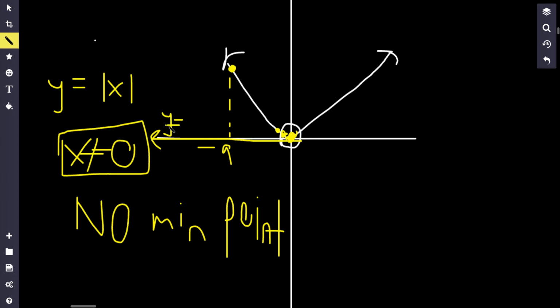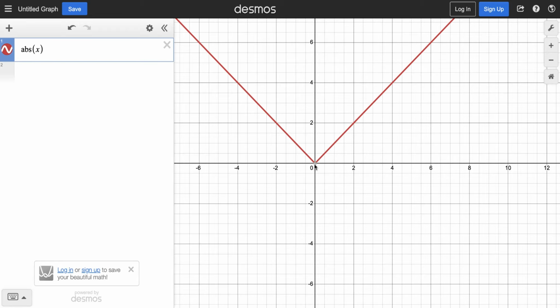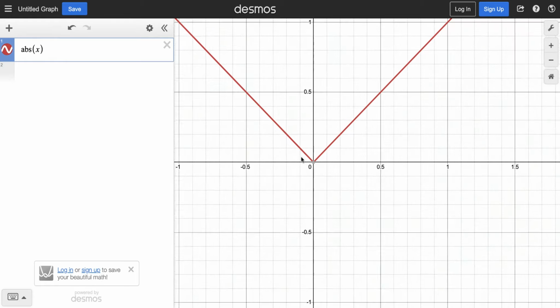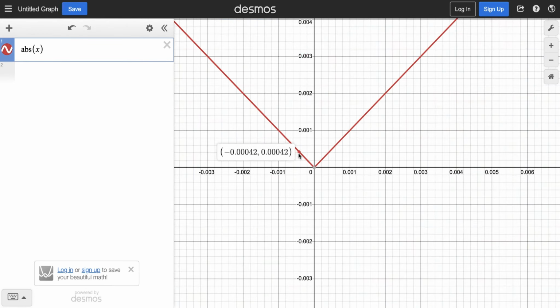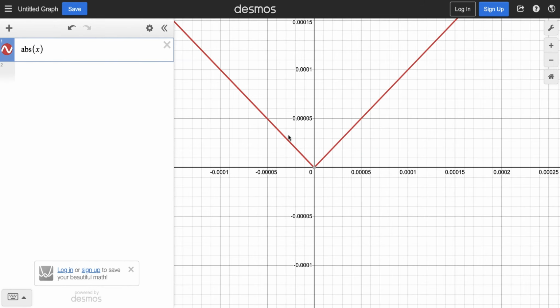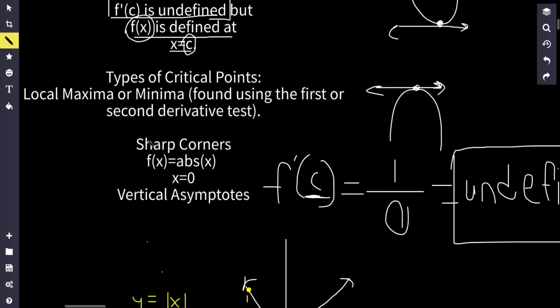I know this concept might be a little bit confusing, so let me show you on Desmos. If I have the absolute value of x, imagine if this point was undefined. Well, then I can get infinitely closer to x is equal to 0, but you notice how I can always go lower. I can always zoom in and always go to a lower y value. So there would actually be no minimum point at y is equal to the absolute value of x if x was not able to be 0.